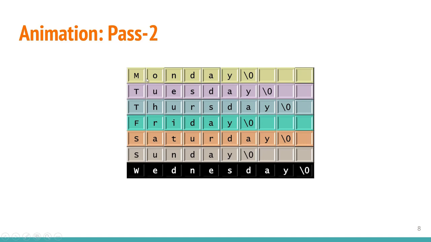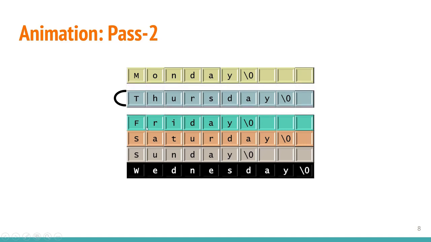Now again, compare Monday with Tuesday. Is there a need for a swap? It is not. Then compare Tuesday with Thursday. You can observe both start with T, so it will compare the next element, which is U and H. U comes later and H comes first, so Thursday should move over to Tuesday and Tuesday should move over to Thursday, so there is a need for a swap.